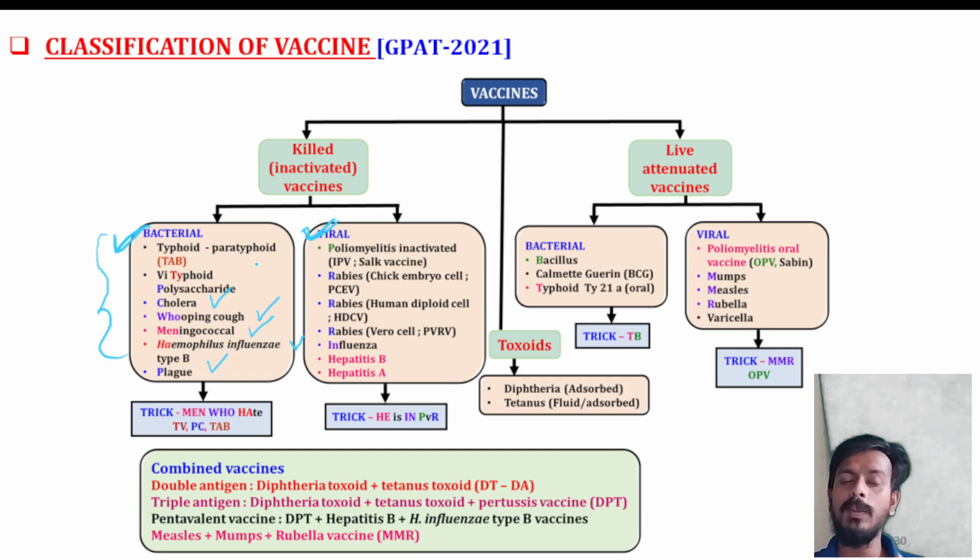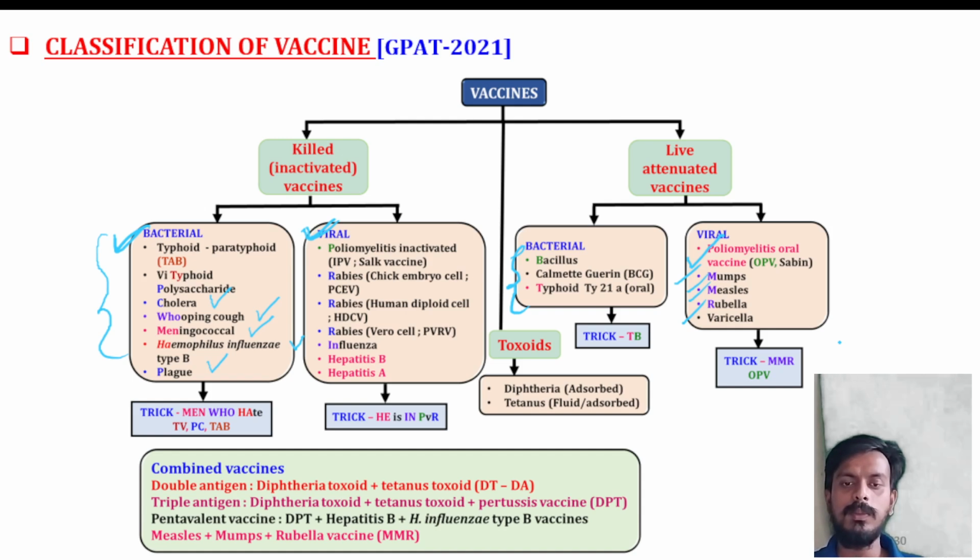Initially we talked about killed bacterial vaccines. Now we'll talk about live vaccines. Live bacterial vaccines are typhoid vaccine, typhoid Ty21a, as well as BCG vaccine. Live viral vaccines are oral polio vaccine, mumps, measles, rubella, varicella. You can remember by OPV, MMR. Other than that, there are combined vaccines where two vaccines are combined, like diphtheria and tetanus.